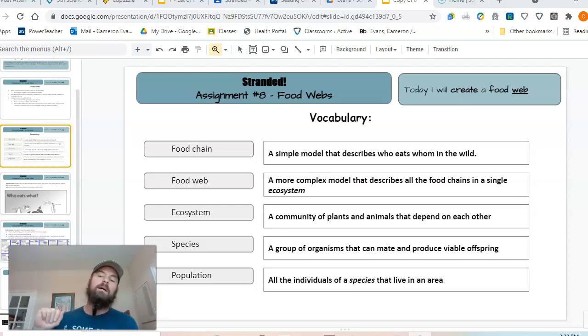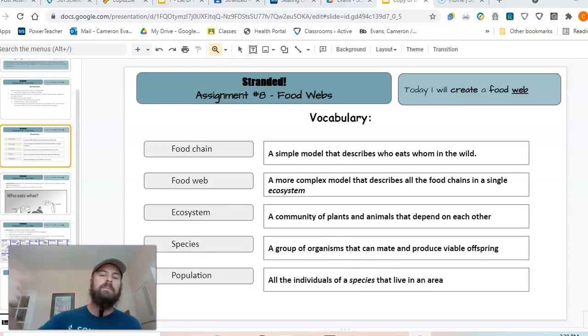So a donkey and a horse are different species. They're close enough they can actually have babies. We call them mules, but those mules cannot have babies. So they're close enough, but they're not quite the same species. And that's what we're talking about when we talk about a species.